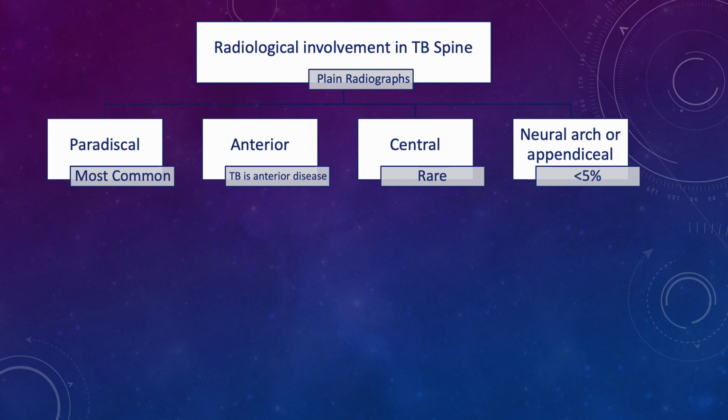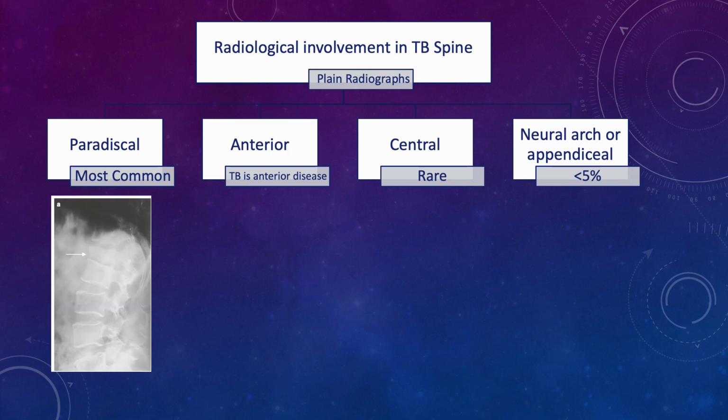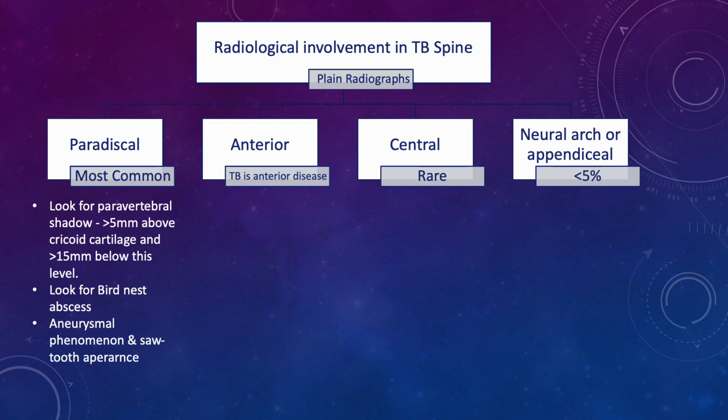Radiological involvement in TB spine is known to everyone, but for completion's sake, I'll tell. Paradiscal involvement is the most common, as the disc and the intervening bodies are embryologically from the same unit. It can be seen as a paravertebral shadow more than 5 mm above the cricoid cartilage, and more than 15 mm below that level. In the thoracic spine, look for a bird nest abscess.